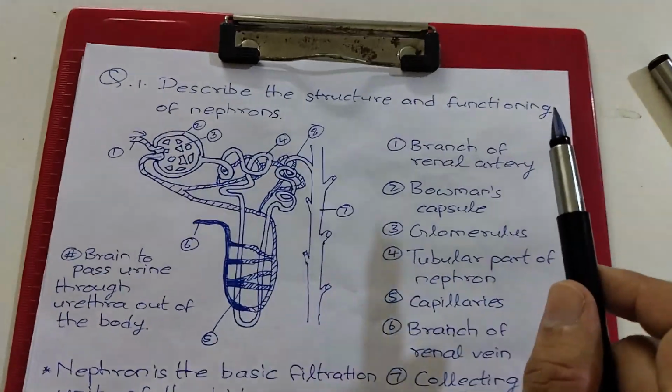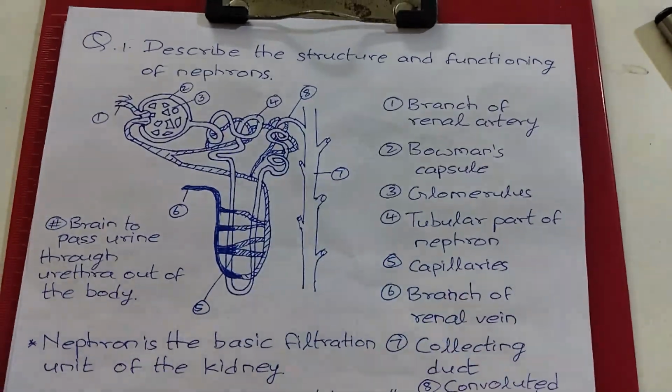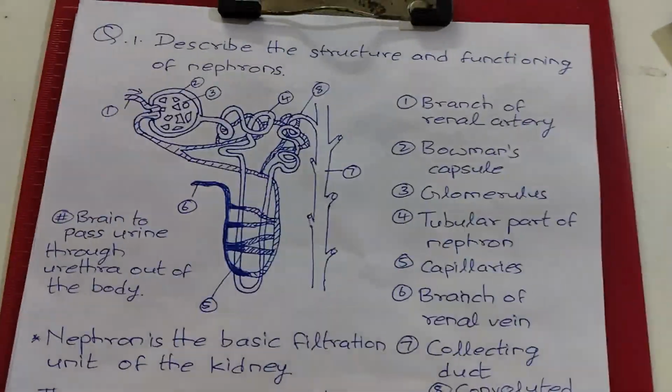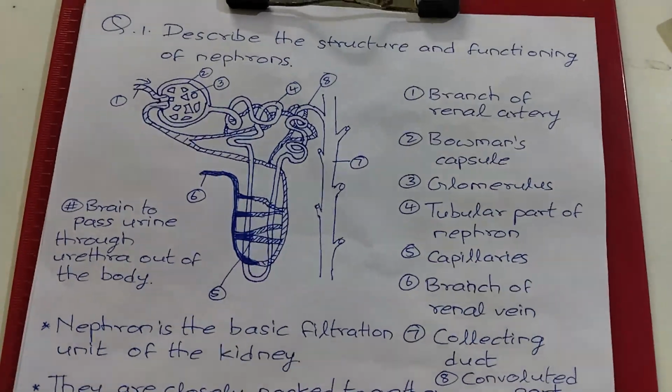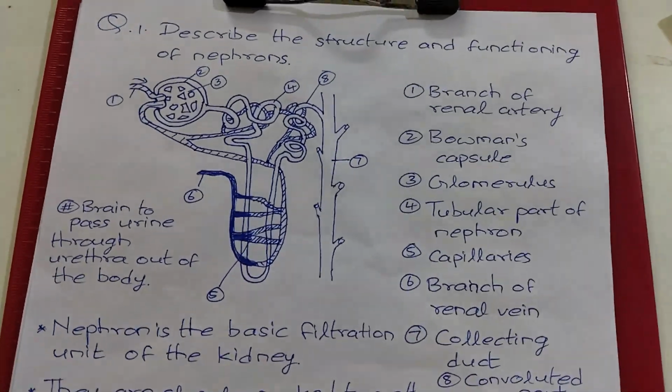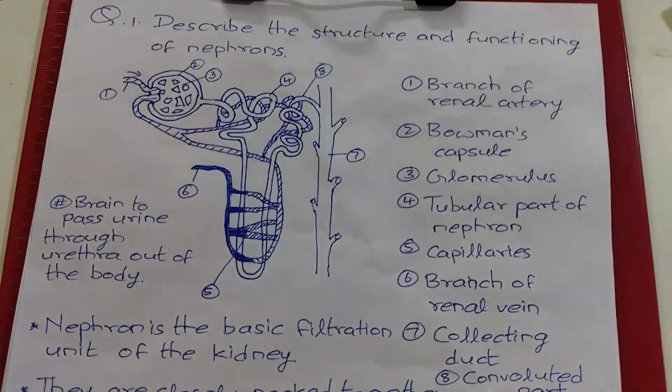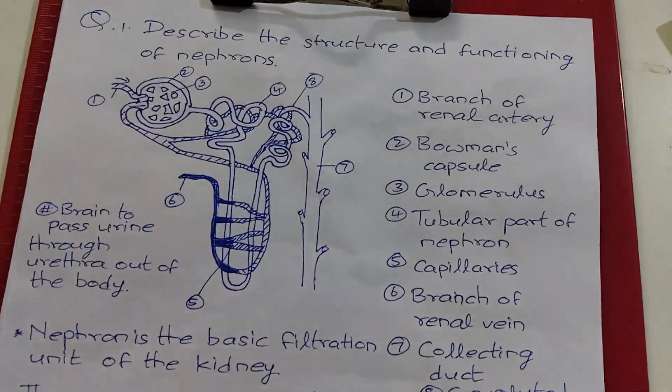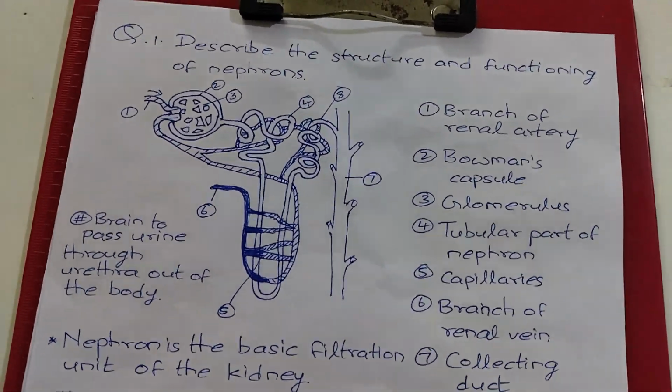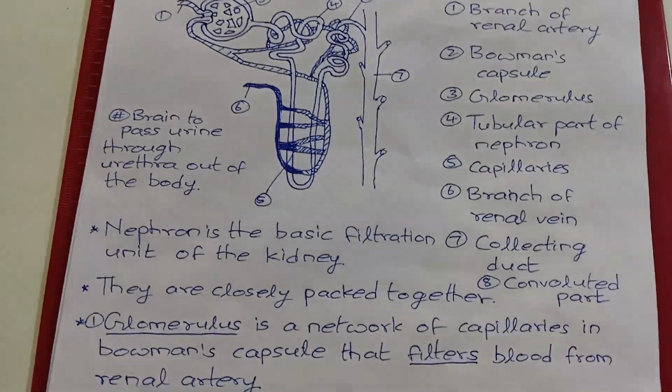Describe the structure and functioning of nephrons. So we have combined two questions here. One regarding nephron as the fundamental unit, the filtration unit of the kidney, and the entire human renal system. So let us understand what is a nephron.